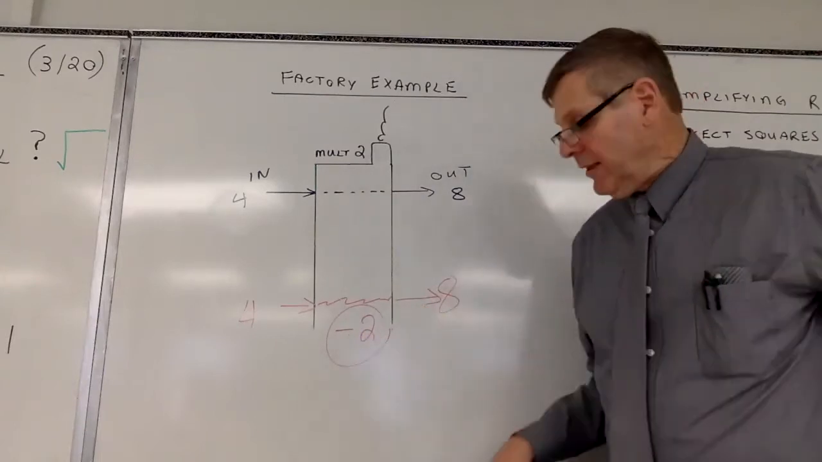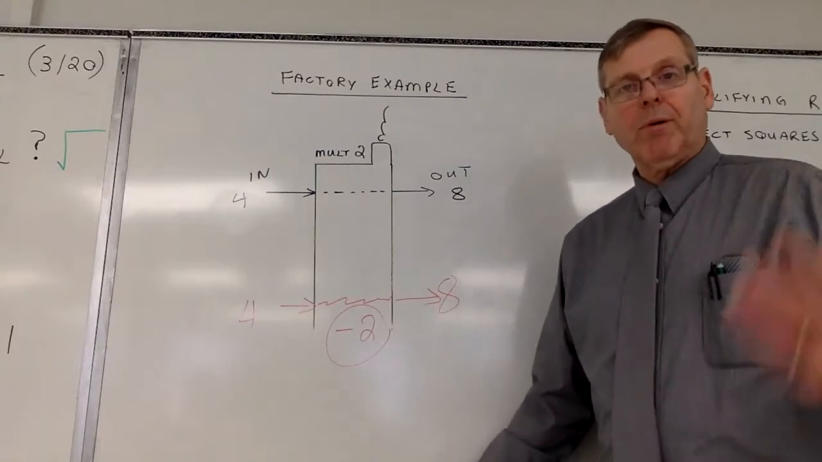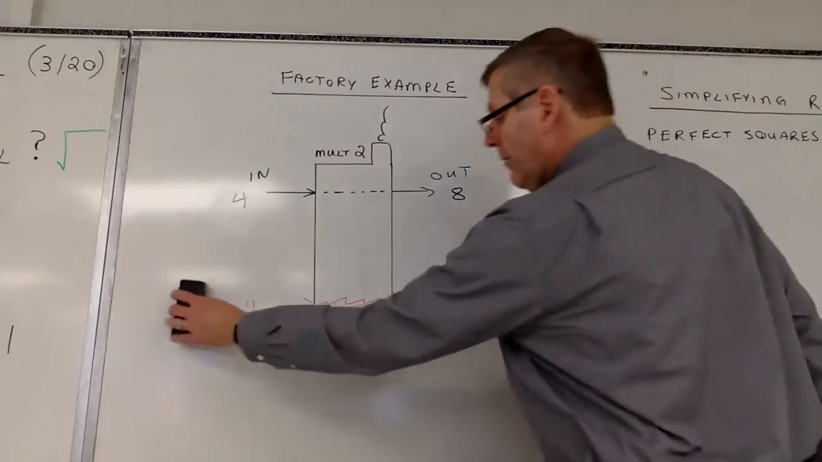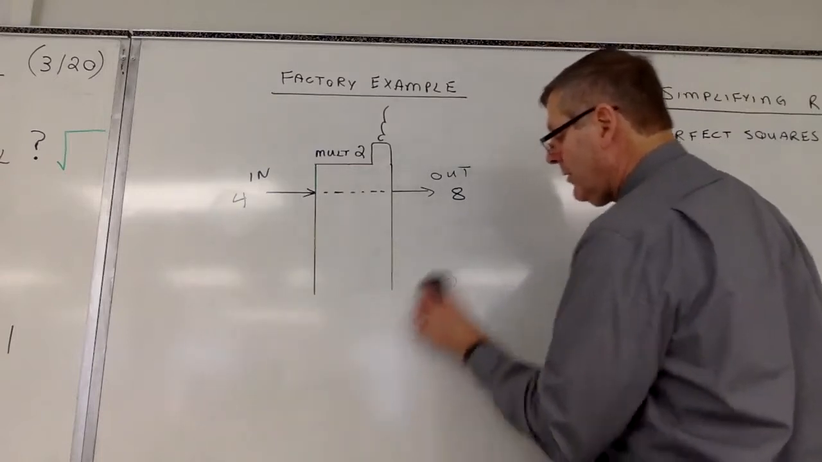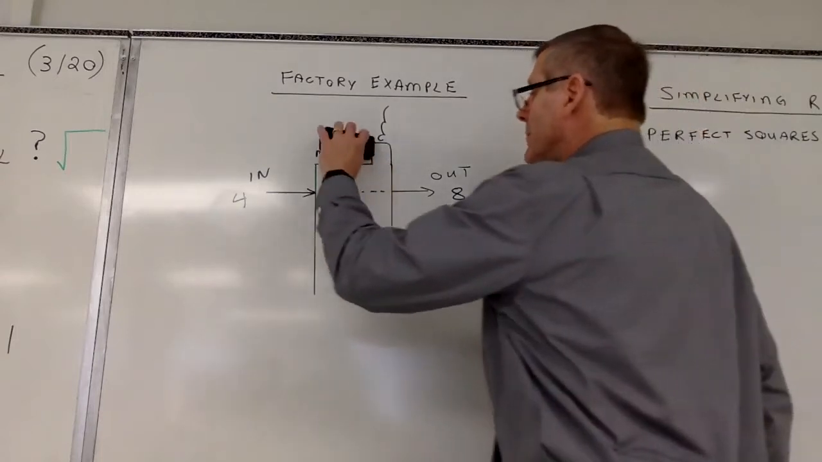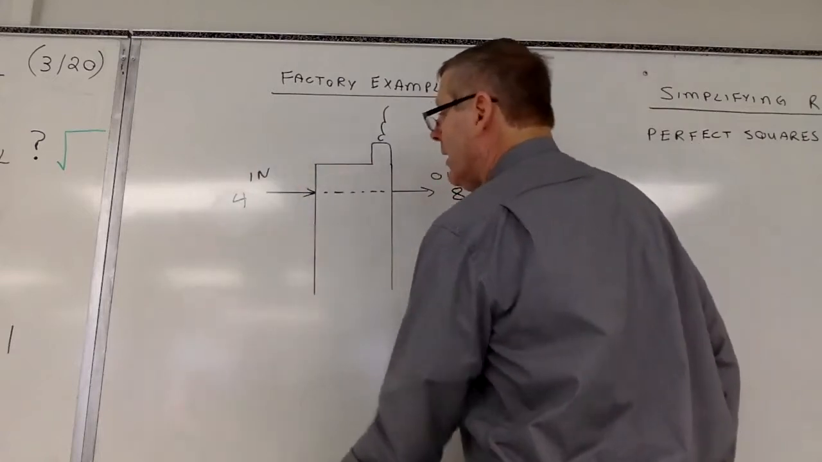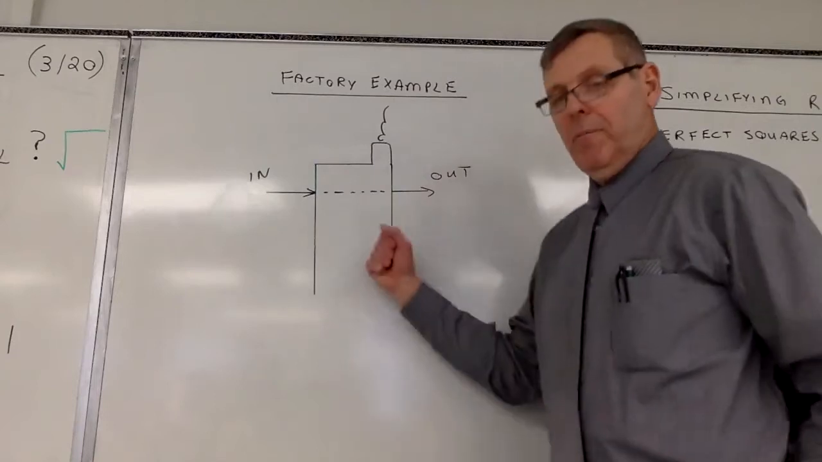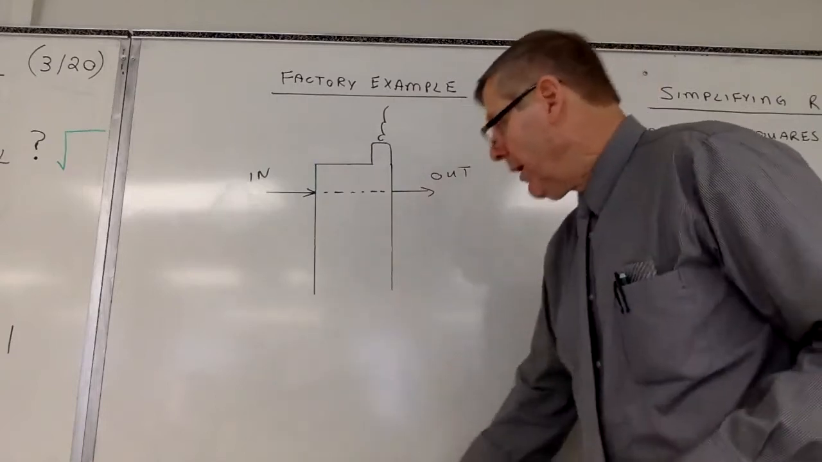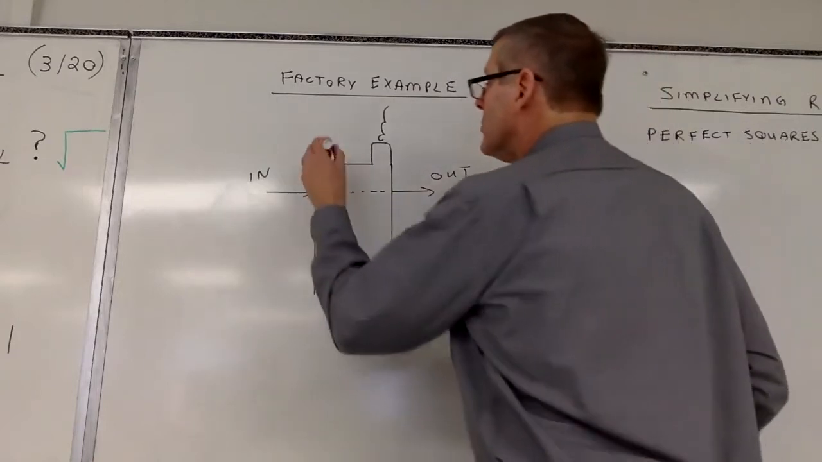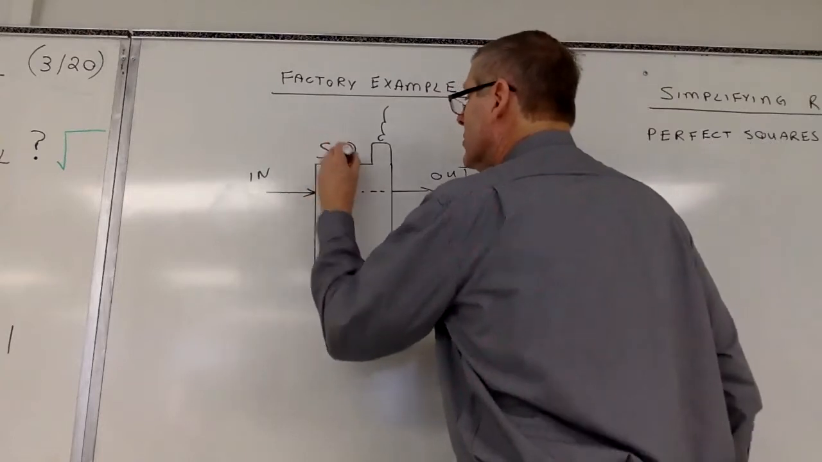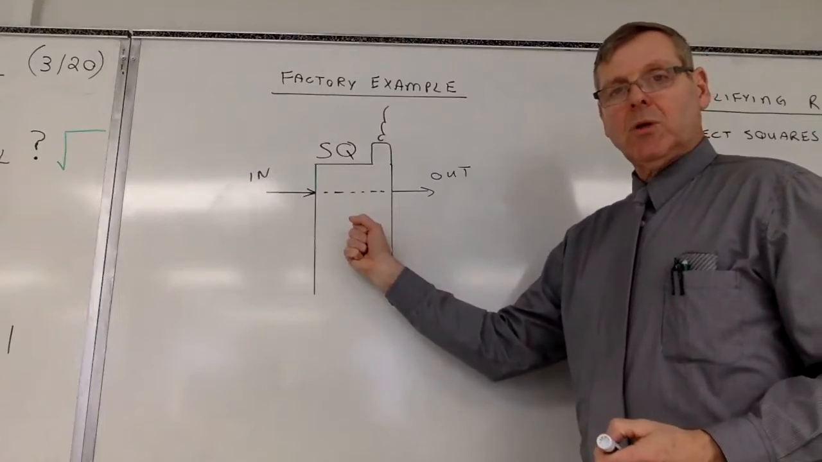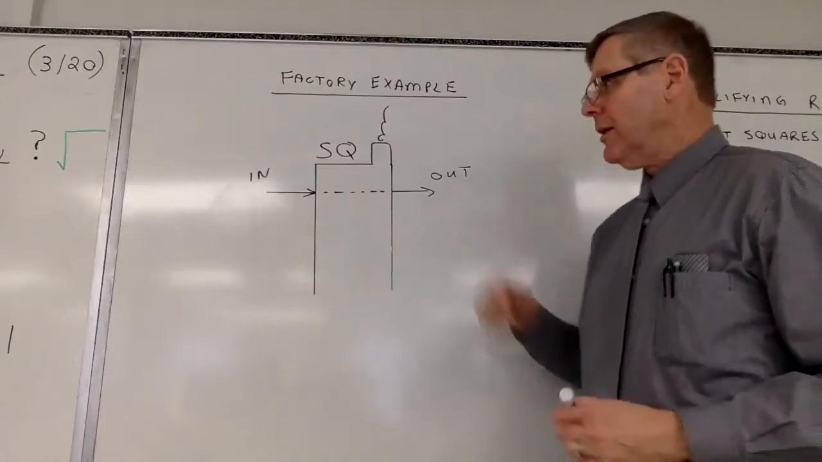We all understand that. We've been solving one-step problems with multiplication and division for a while now. But let's apply that now to a radical. I'm going to change my factory. My factory is no longer multiplying things by 2. My factory is now squaring things. So whatever comes in, your factory is going to square it and then send it out along its way.